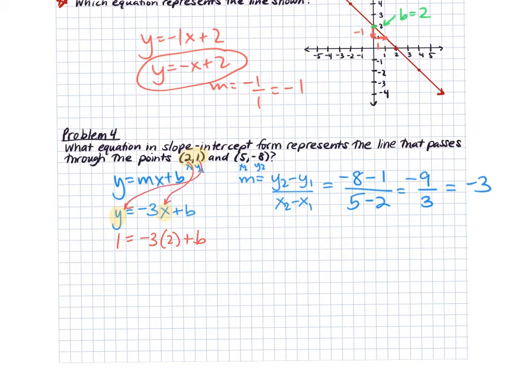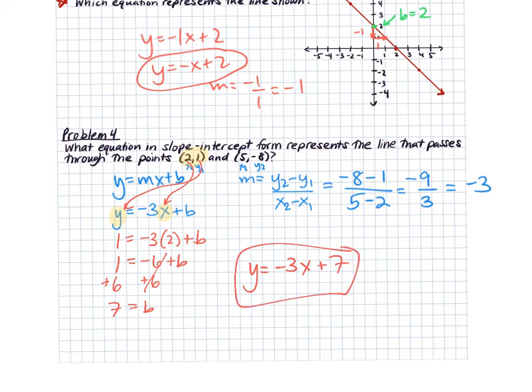And then we can just use our algebra. 1 equals negative 6 plus b. We can add 6 to both sides, so 7 equals b. So our answer is y equals negative 3x plus 7. So we get the slope from the formula, and then we get the b from the algebra. This would work also if you had plugged in 5 and negative 8 for x and y too, either one. I just like to pick the one that looks like it's going to be easier to solve.